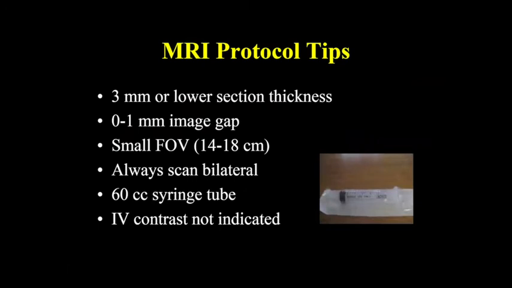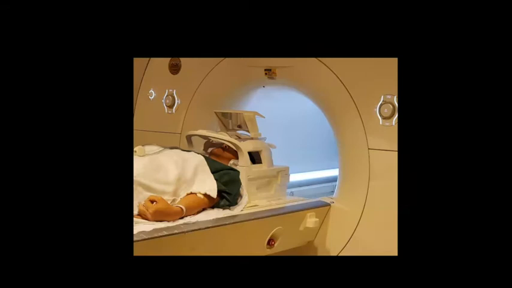Some protocol tips: use 3 millimeter or lower section thickness, 0 to 1 millimeter image gap, small field of view, typically 14 to 18 centimeters. Always scan both joints. We do not use a bite block, and we give our patients a 60 cc syringe to bite. IV contrast is not indicated in routine cases. We give gadolinium when we're concerned about inflamed synovium or inflammatory arthropathy. We do not use a TMJ coil. We use our head coil.